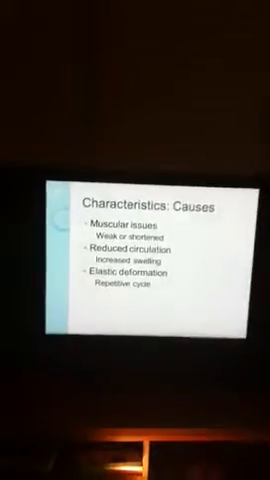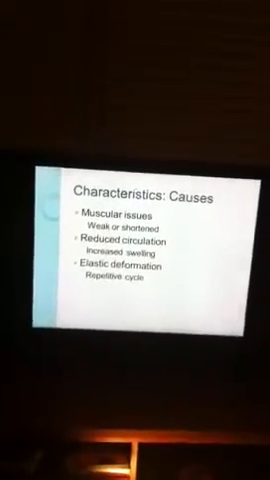There are multiple causes, but they are primarily muscular issues, leading to weak or shortened muscles with repetitive motion, reduced circulation, which increases swelling, and elastic deformation due to a repetitive cycle completing the same motion all the time.